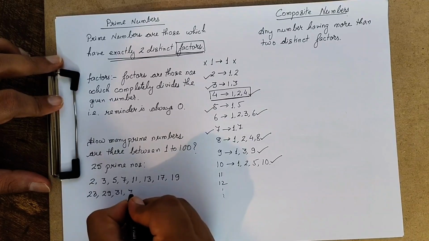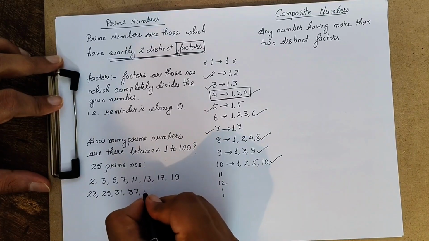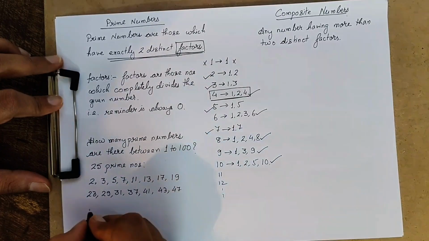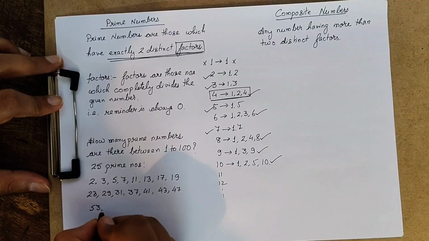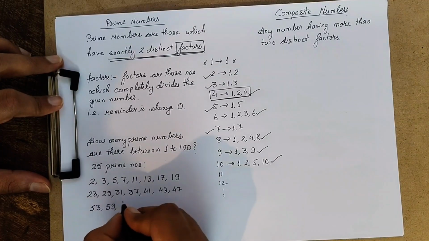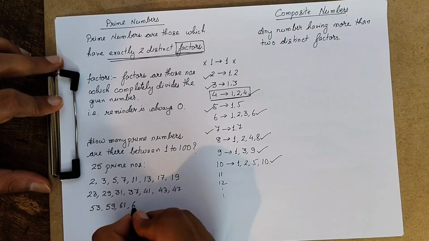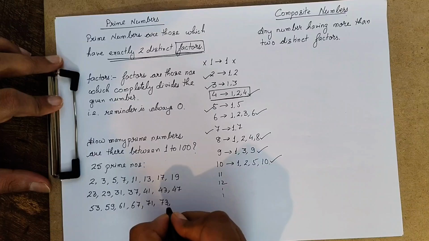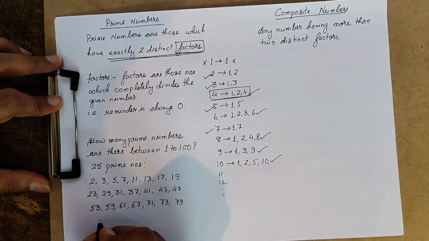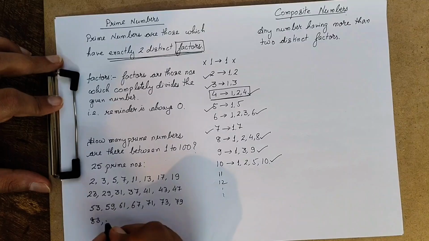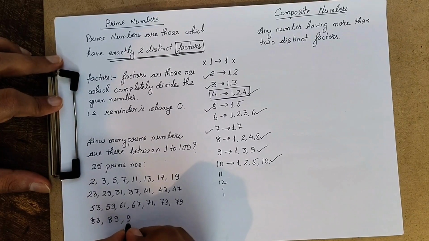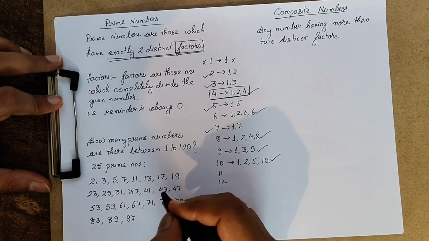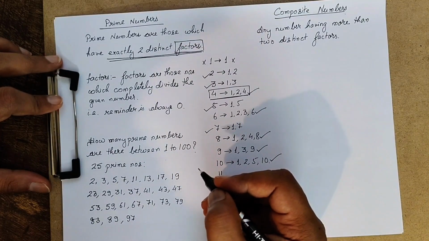31, 37, 41, 43, 47, 53, 59, 61, 67, 71, 73, 79, 83, 89, and 97. So remember this, that there are exactly 25 prime numbers between 1 to 100. We will use it in future.